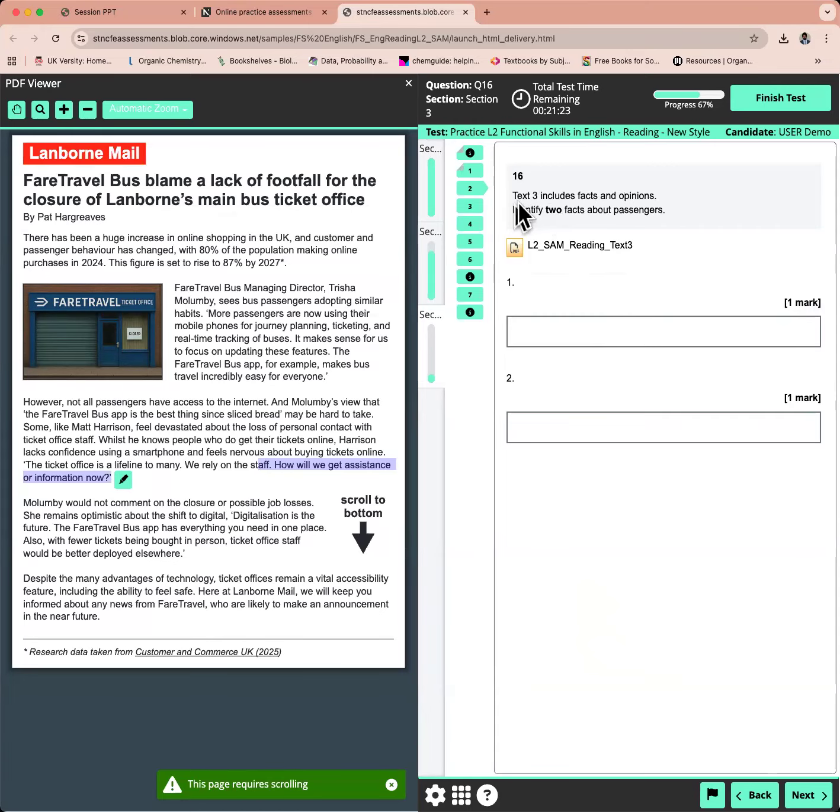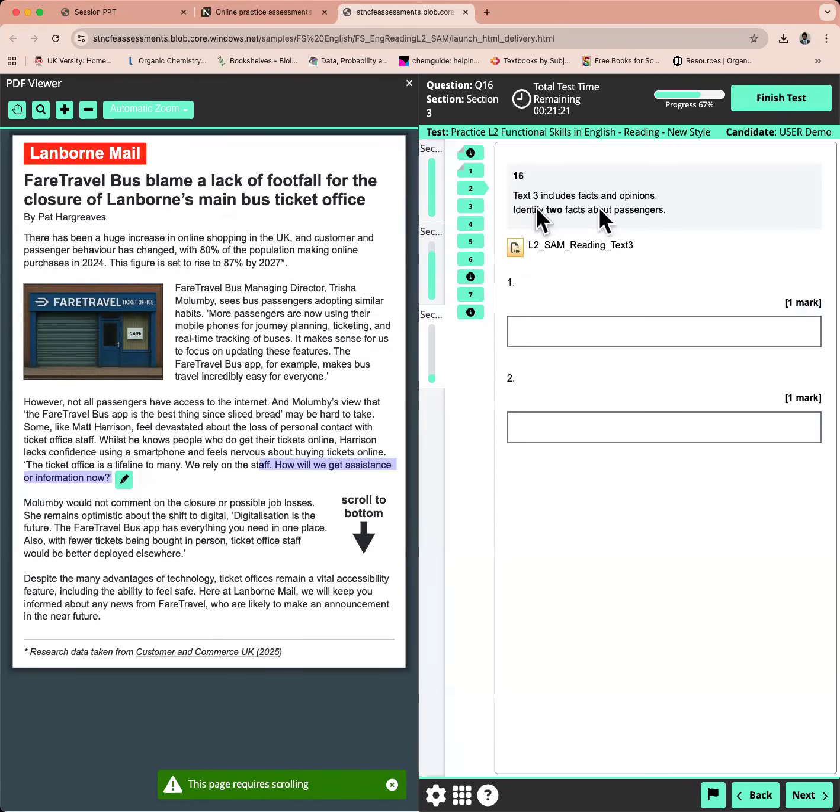Now, the next question says: include facts and opinion. Identify two facts about passengers. There are two things that we need to identify, which the journalist is very clearly writing, and it is backed up by other statistics, and it is not an opinion. It is clearly factual. It can be backed up by facts, figures, or some sort of data which has been calculated or accumulated over a point in time. Those are the two things that we need to write here.